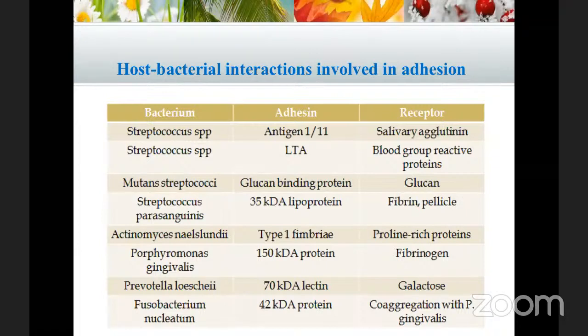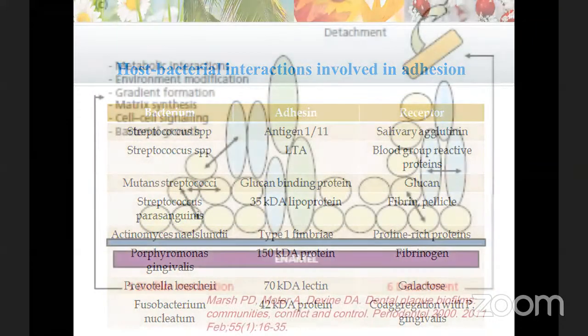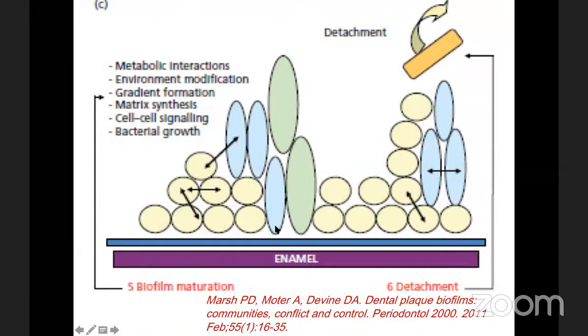Leukotoxin A provides blood group reactions. Mutans streptococci, that is glucan binding proteins, different types of actinomyces and all these things. This is the enamel where the pellicle provides the first receptors, then the primary colonizers provide the secondary receptors for the secondary colonization.